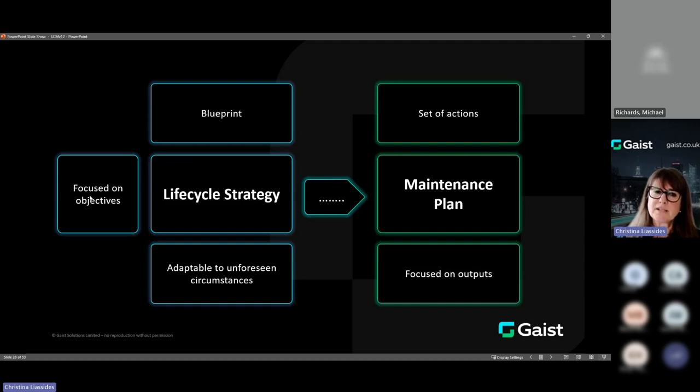So it's focused on those objectives. It should be adaptable. It's very difficult, again, to set something in stone for 60 years. I don't know how many people on this call would still be working in highways in 60 years, but even 10, 15 years ahead, you have to adapt to unforeseen circumstances. We had the pandemic, for example, and that changed the way a lot of things had to be. And it should feed into this maintenance plan, which allows you to be more focused on the outputs and more nailing down actions in the medium term.